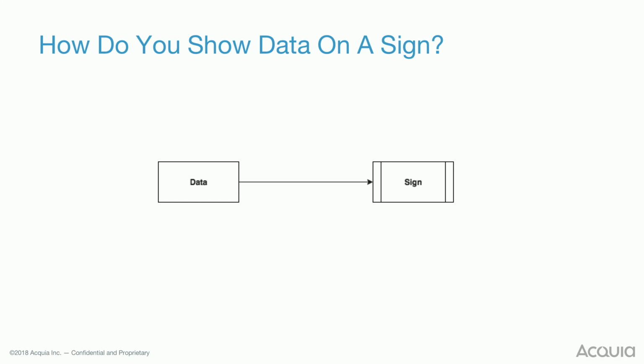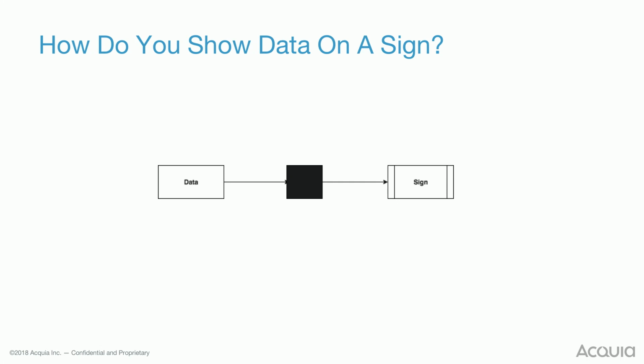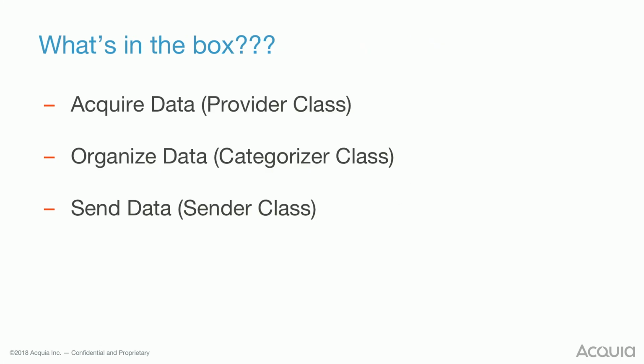If we have this big picture idea of wanting to get data onto my sign, we need to put something in the middle that helps facilitate that data transfer process. And in my world, I put that into three big pieces. The first thing is you need to acquire data. Talking object-oriented PHP, we'll look at some examples in a moment, we call that our provider class. You want to organize the data, which we call a categorizer class. And then you want to send the data, which is what we would call a sender class.